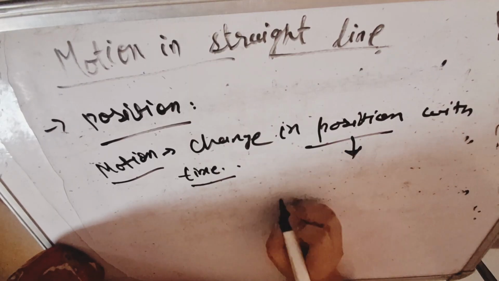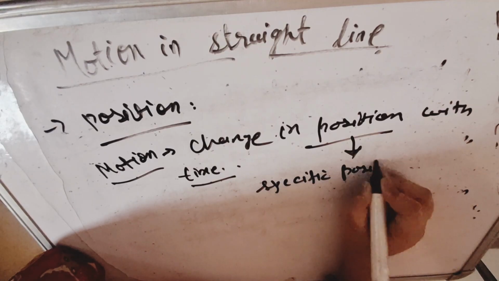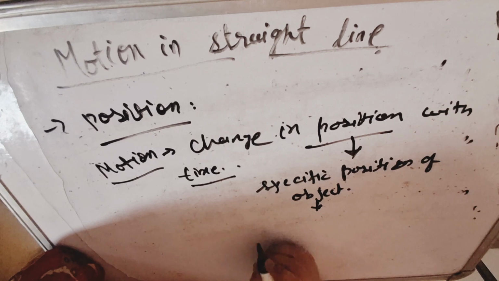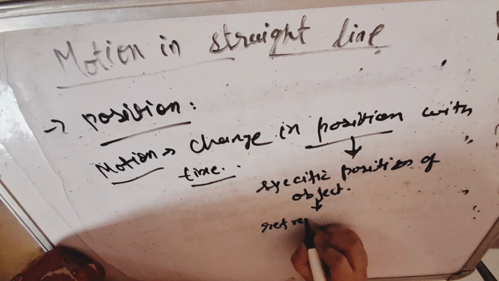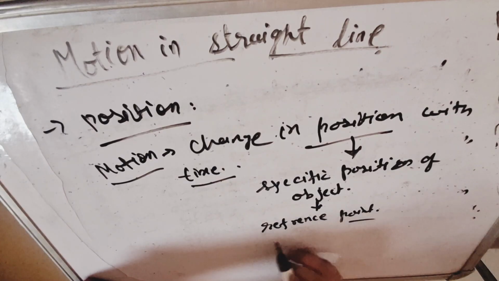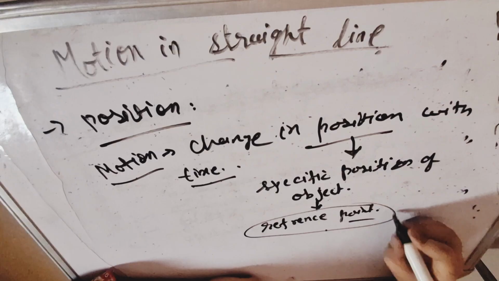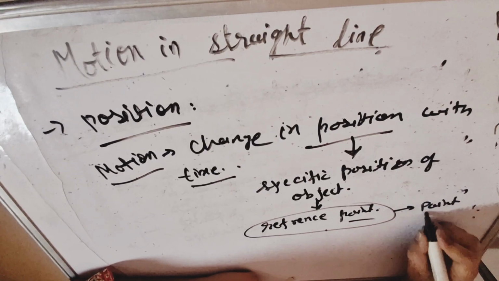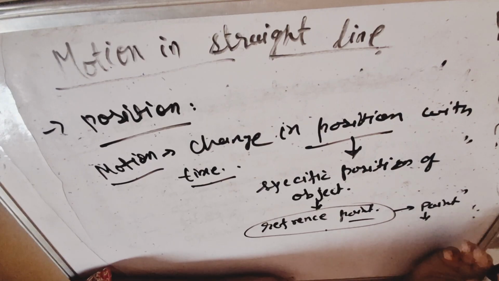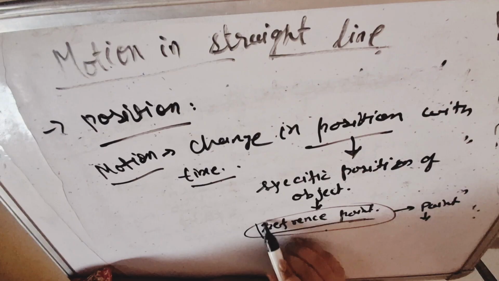To find the specific position of an object, we need a reference point. Now, what is the reference point? The reference point is the point from where we calculate the position of the object. It's a point.